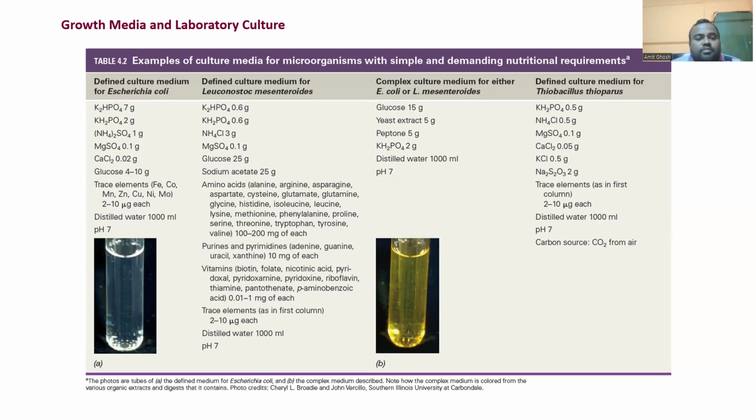Next one, the defined culture medium for Leuconostoc mesenteroides, a different organism, and you can compare the culture medium of Escherichia coli and the culture medium for Leuconostoc. You can see here KH2PO4 is 0.6 gram, and K2HPO4 is also 0.6 gram, NH4Cl is 3 gram, MgSO4 0.1 gram, and glucose is 25 gram. It requires sodium acetate 25 gram, and it requires amino acids, purines, vitamins, and trace elements, and also pH 7.